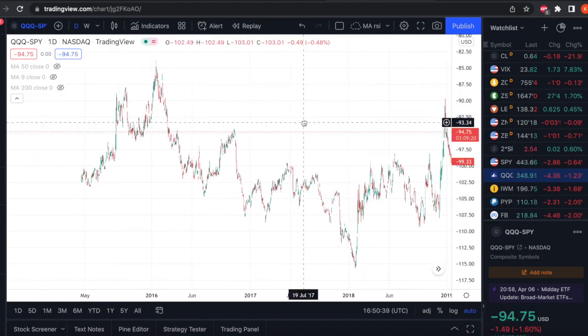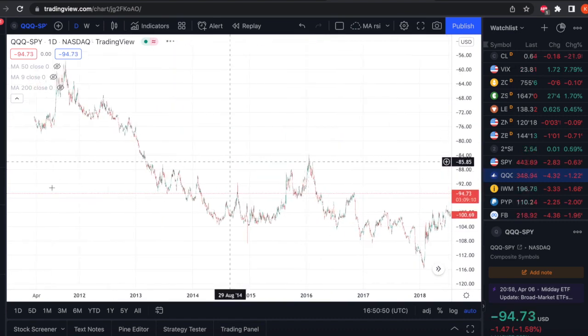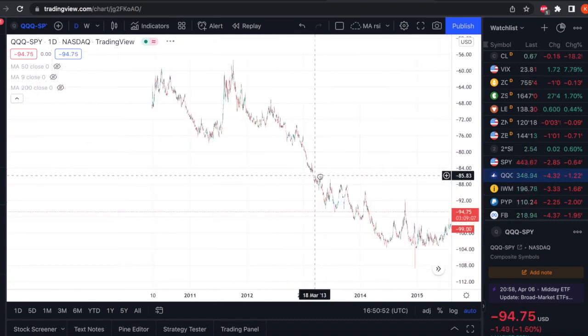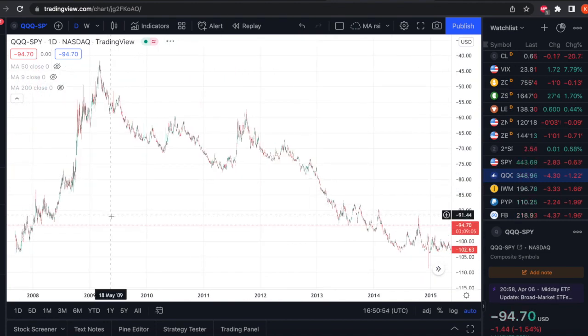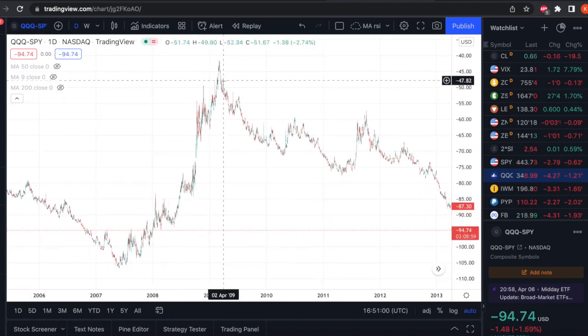So did it affect the tech stocks? Of course it affected the tech stocks, but it affected tech stocks less than it affected the rest of the market, like the banking sector or the industrial and manufacturing sector. So let's see 2008 again. The long QQQ, short SPY gave you a substantial big profit. That pair trade would have been an amazing trade during the 2008 financial crisis.